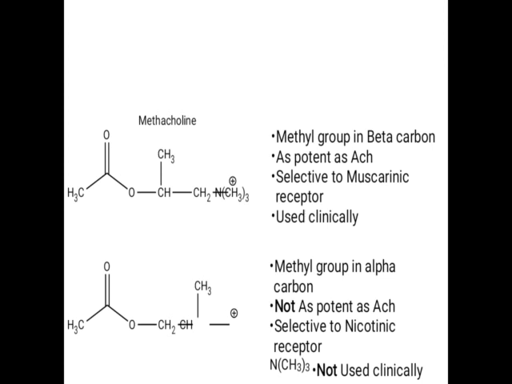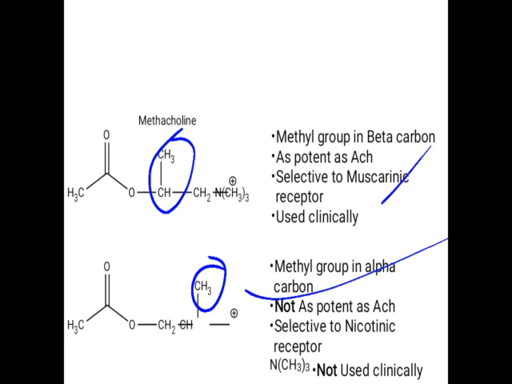In case of methacholine, it is on the beta carbon, so it is more selective towards muscarinic. In case of this structure, it is on the alpha carbon, so it is not as potent as acetylcholine, and it is more selective towards the nicotinic receptor. So if this CH3 group is present in the ethylene bridge on alpha, it is nicotinic receptor selective, while if it is present at the beta, it is muscarinic receptor selective.